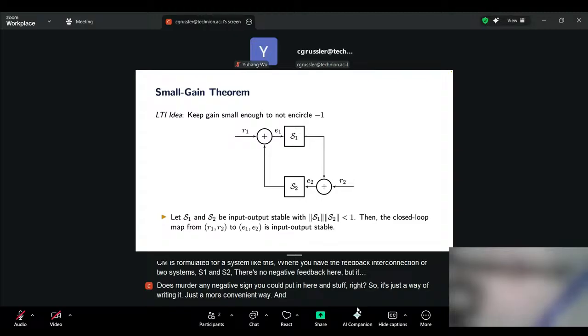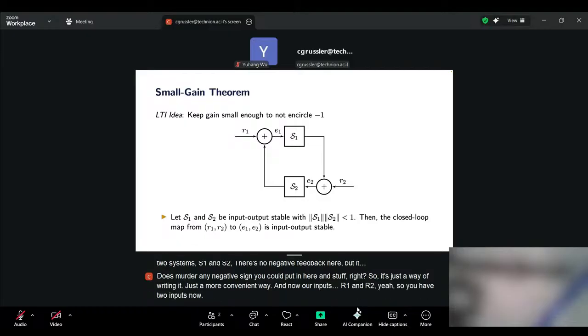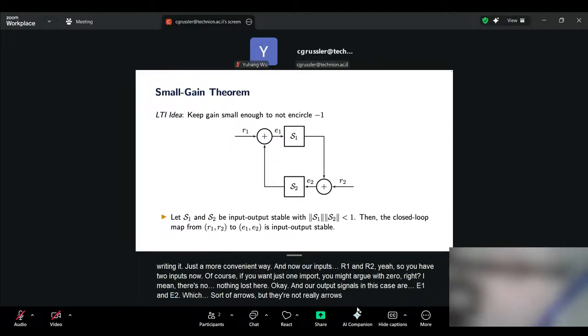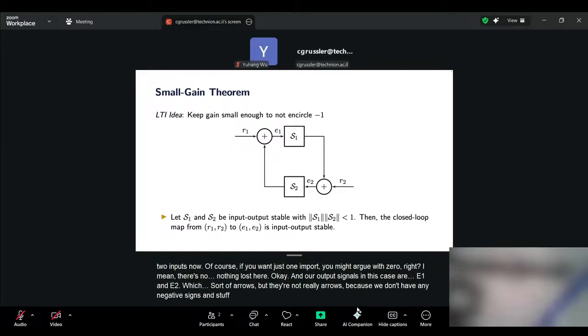And now our inputs are R1 and R2. So you have two inputs now. Of course, if you want just one input, you might set R2 equals 0, right? I mean, there's nothing lost here. And our output signals in this case are E1 and E2, which look sort of like arrows, but they're not really arrows because we don't have any negative sign. But you call them E1 and E2.